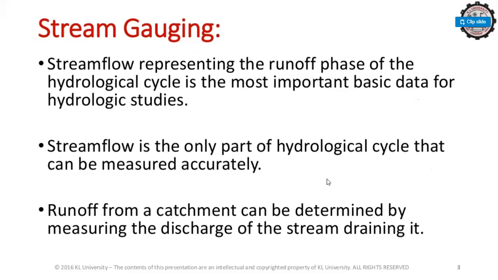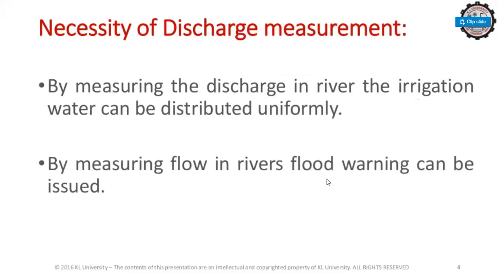And the stream flow, representing the runoff phase of the hydrological cycle, is the most important basic data for hydrology studies. Stream flow is the only part of the hydrological cycle that can be measured accurately. Runoff from a catchment can be determined by measuring the discharge of the stream draining it.